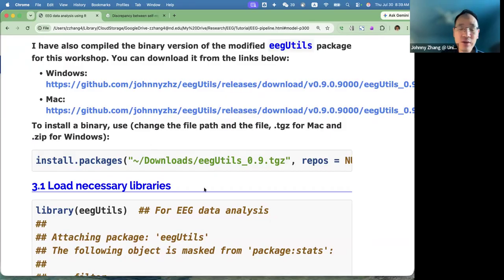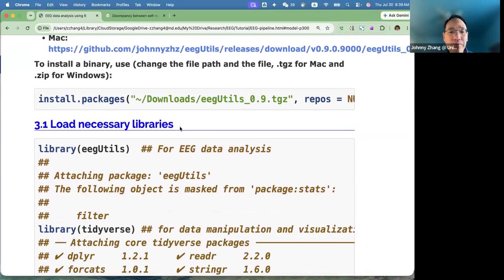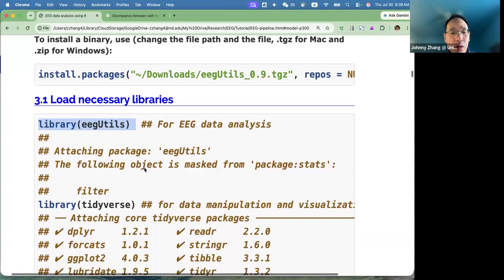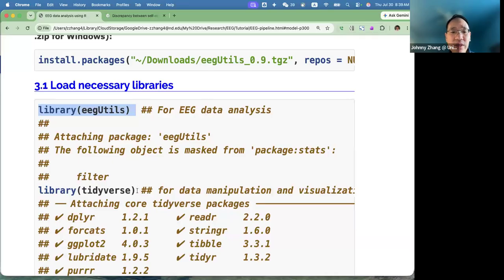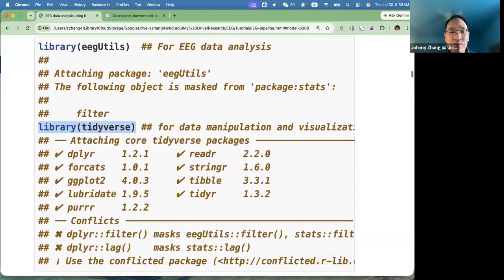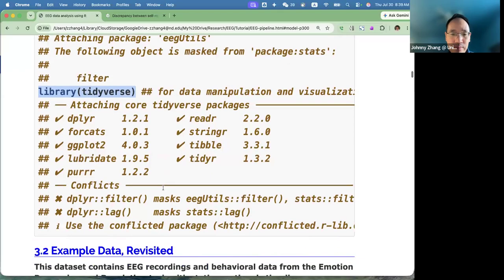Assuming you already installed the package correctly, then we can load the package using the library function. Because I need to do some data manipulation and visualization, I also load the tidyverse package. As we know, this package includes ggplot2, tidyr, and other packages for data processing.